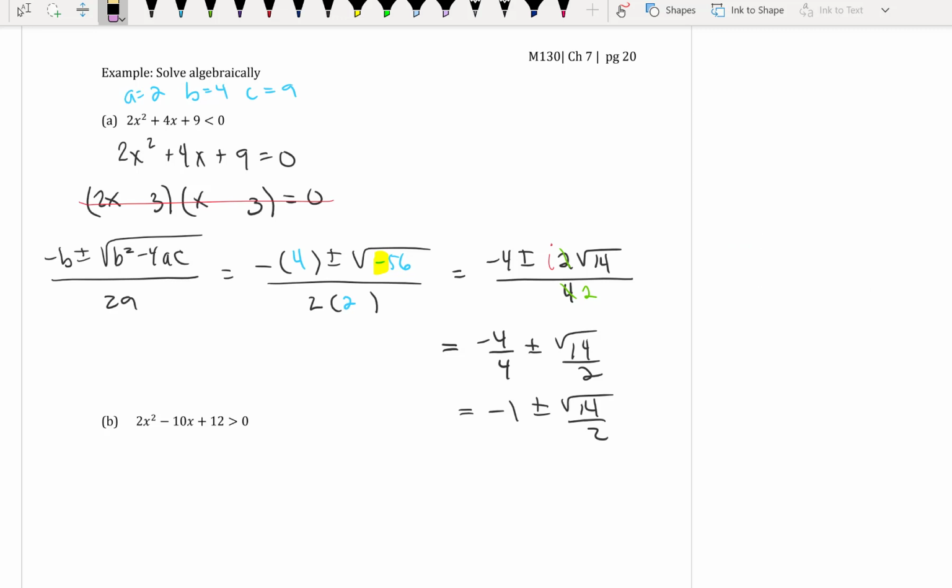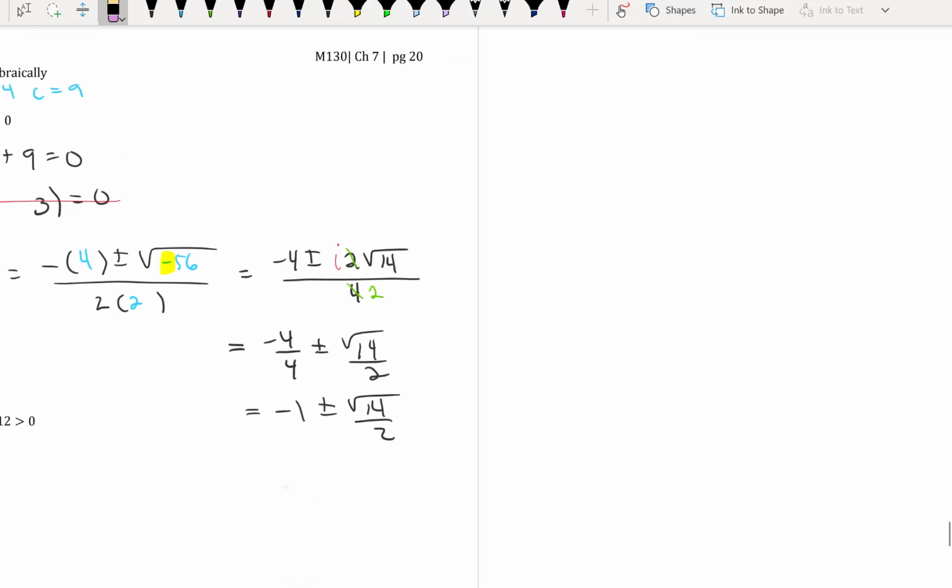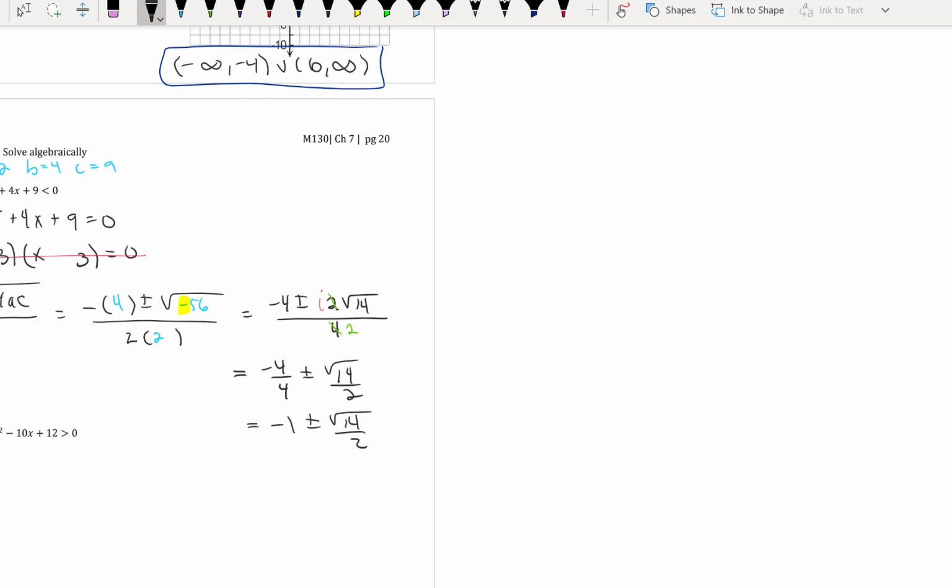So now, at the very least, I have my critical values. So I'm going to plug this into my number line. And maybe I want to know the negative and the positive of that. So negative 1 plus the square root of 14 divided by 2, and negative 1 minus the square root of 14 divided by 2. So I specifically want the decimal approximation. And I am forgetting the imaginary part here. Don't forget about that. That is very important. So I'm going to have an imaginary number here.